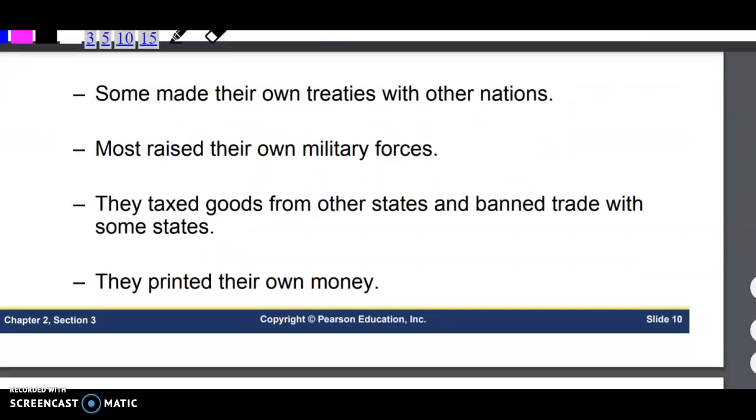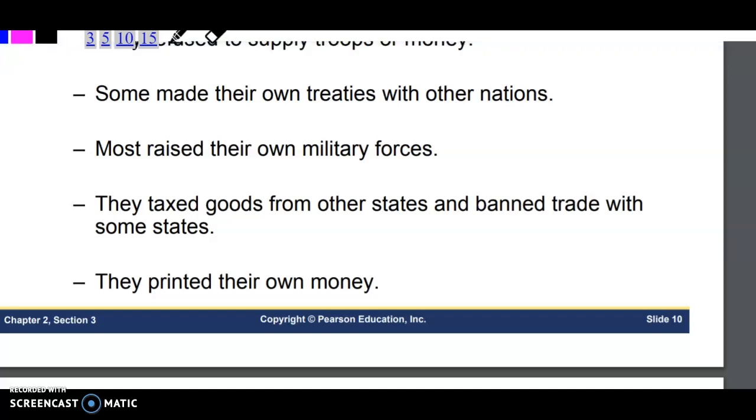Some other problems the states created with the Articles is that they would tax goods from other states, and they could ban trade with some states. So if Virginia didn't like Maryland, they could say, nobody in Virginia is allowed to trade with anybody from Maryland, which made the trade of goods and the taxing of goods unfair. So it's starting to go back to the way Britain was taxing the states, and they felt that was unfair. So kind of the same things beginning to happen between the states now that the war is over.